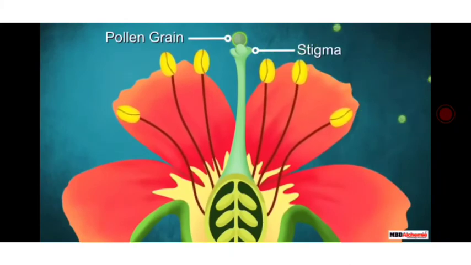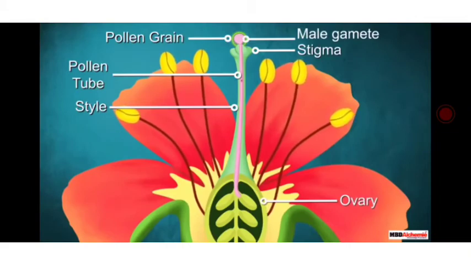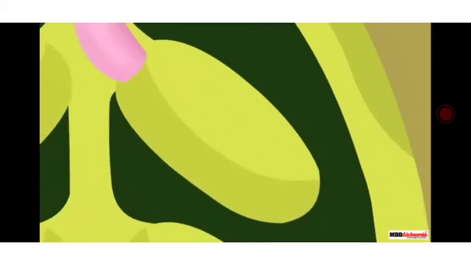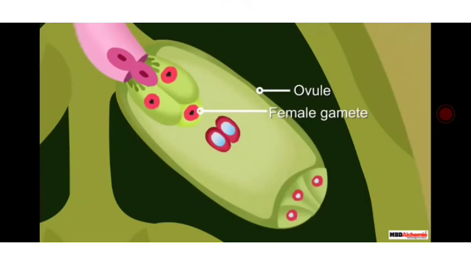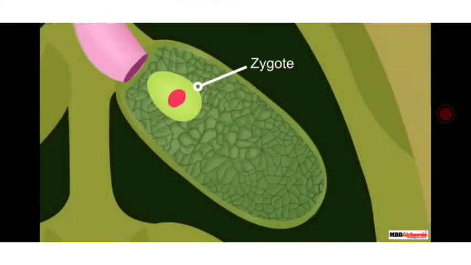So the pollen grain lands on the stigma, where it develops a pollen tube through which the male germ cell enters inside the ovary. The male germ cell fuses with the ovule, which is called the female germ cell. Here, after fertilization, the zygote will be formed.